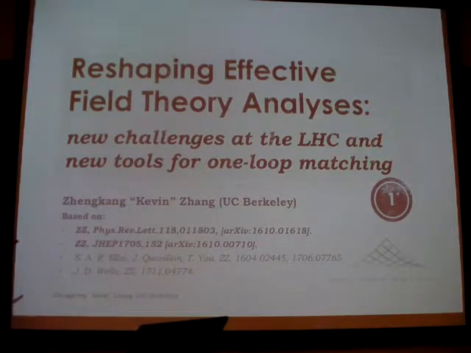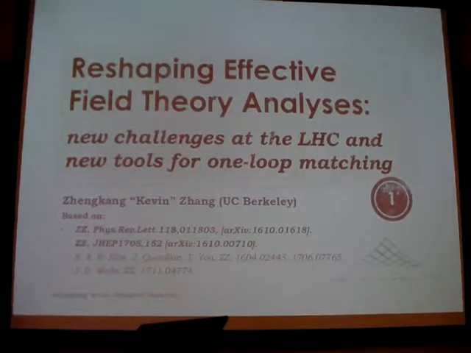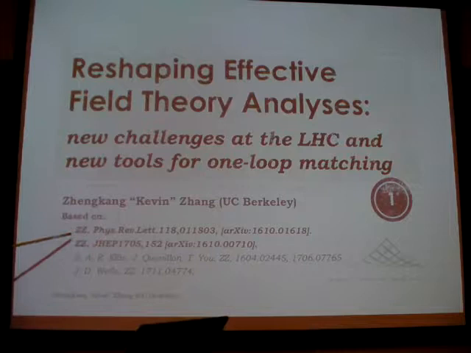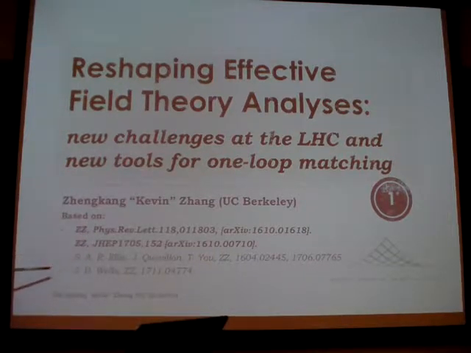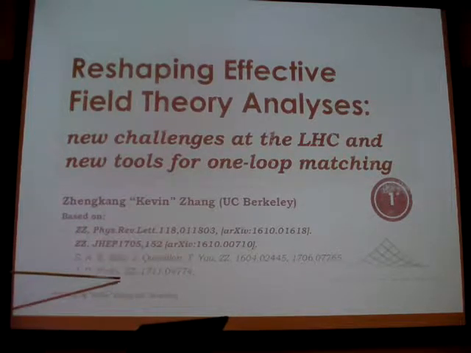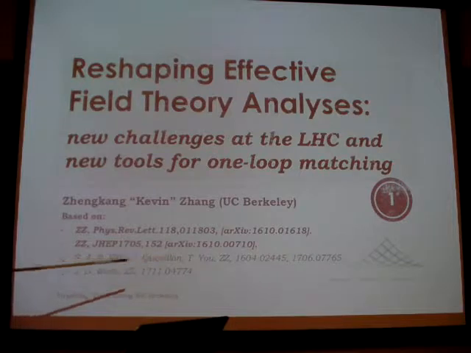Today I'm going to talk about some works that I have done in the past few years on topics about effective field theories. And most of the talk will be based on these two papers that I wrote myself. There are also some follow-up works, in particular with my PhD advisor, James Wells in Michigan, and also a group of junior collaborators.